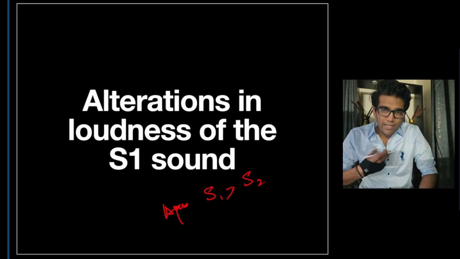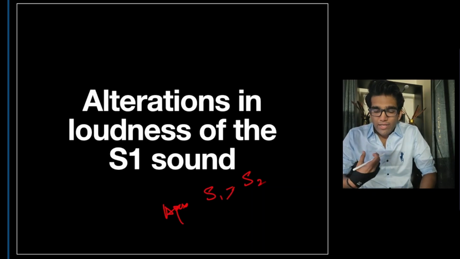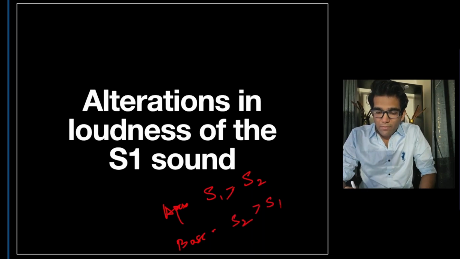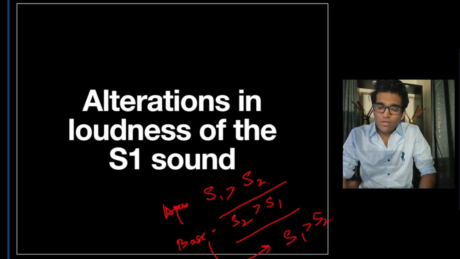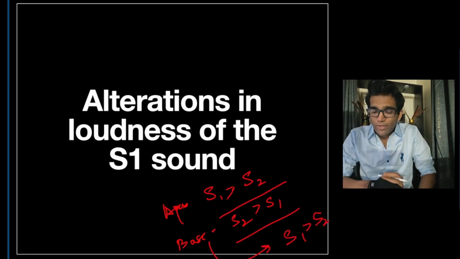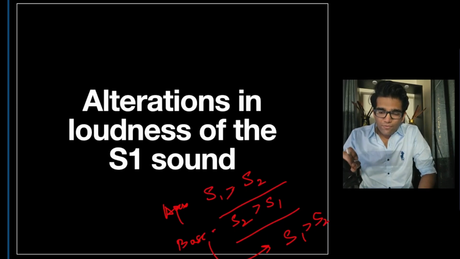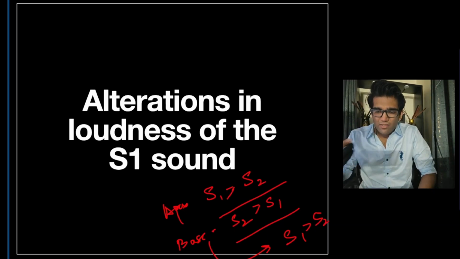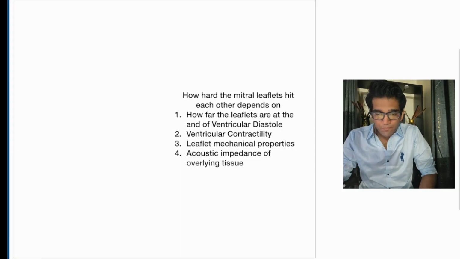However, at the base of the heart, that is in the pulmonary and aortic areas, the S2 sound is normally louder than the S1 sound. So if at the base of the heart the S1 sound becomes louder than the S2 sound, then we say that S1 is loud. The softness of a soft S1 is more of a subjective finding, something that we describe subjectively, but loudness is defined as I have just described.